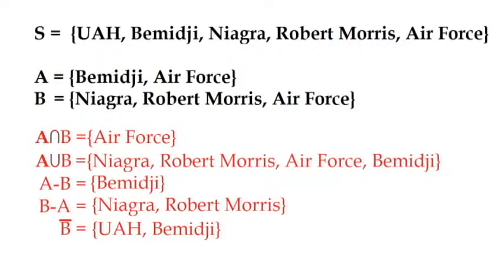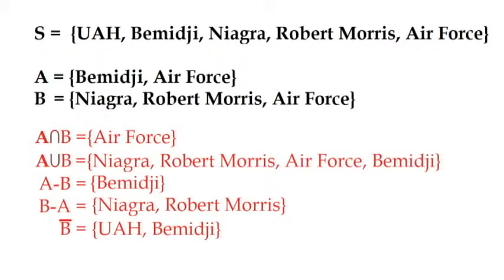The first set is A intersect B. A intersect B contains every element that is in A and B. The Air Force was the only element in it because the Air Force was the only team to have more wins than losses in both seasons. The following set, A union B, contains every element that is in A or B. A set only lists an element once, so Air Force is only listed once.